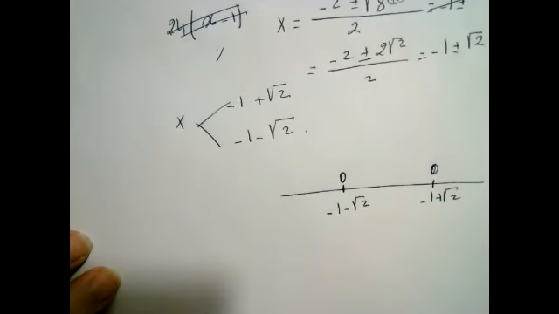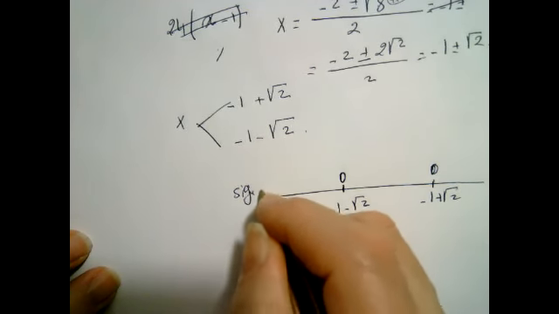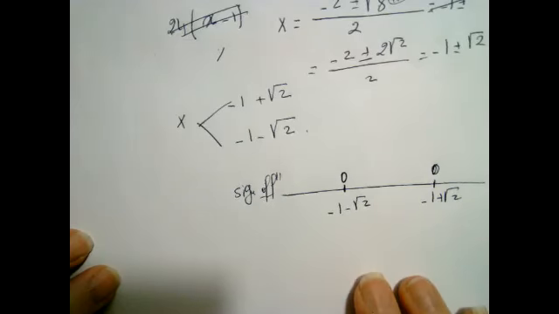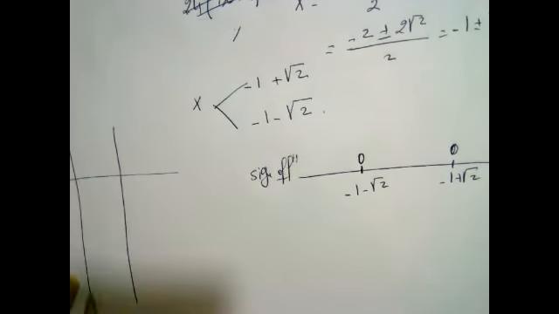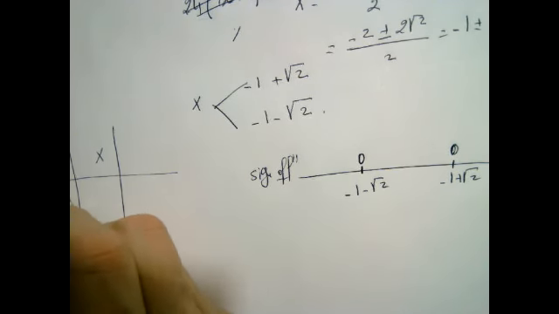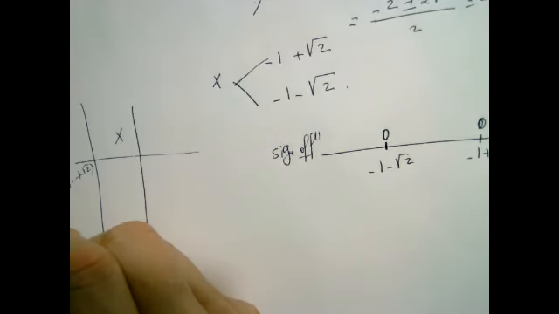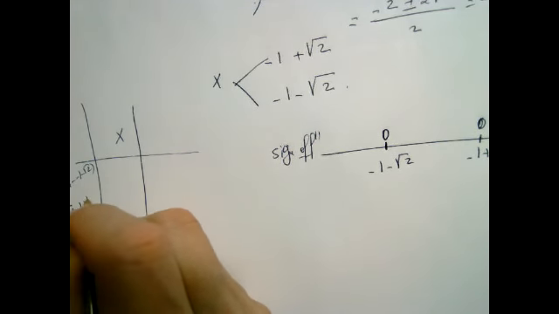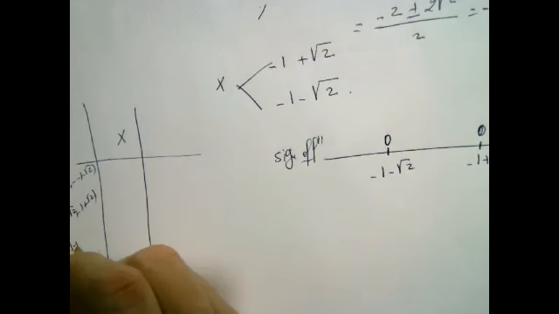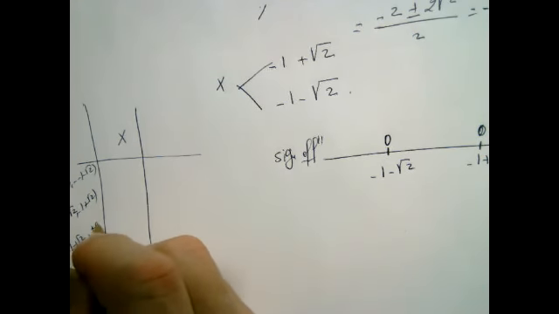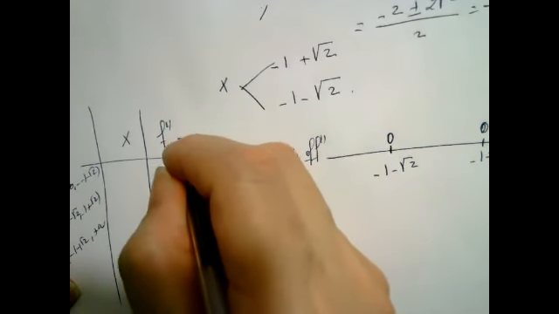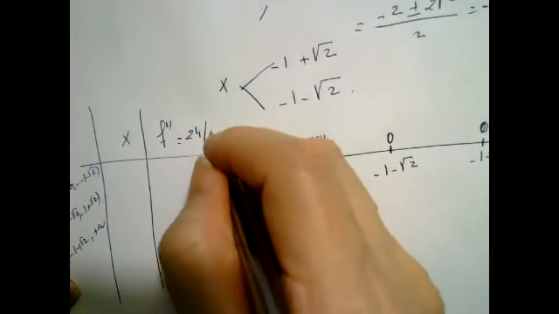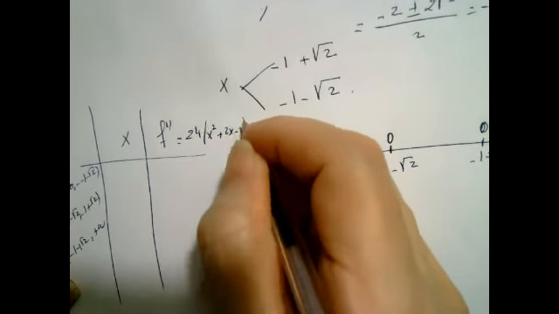So now we just study the sign. The sign of x. So we have a bunch of intervals: minus infinity to minus 1 minus root 2, then minus 1 minus root 2 to minus 1 plus root 2, those are my intervals, and minus 1 plus root 2 to infinity. And this is, be careful, the second derivative. It means this is 24 times x squared plus 2x minus 1.